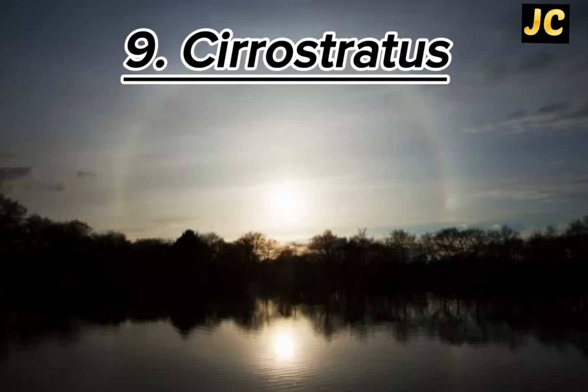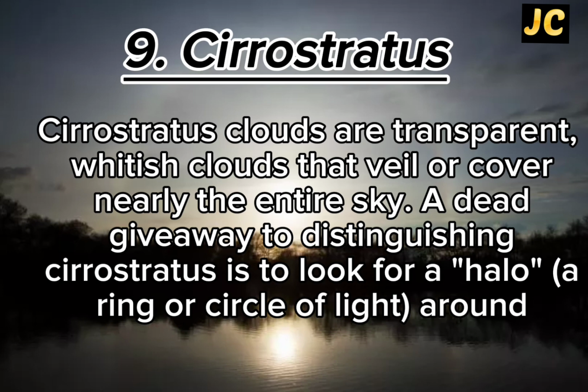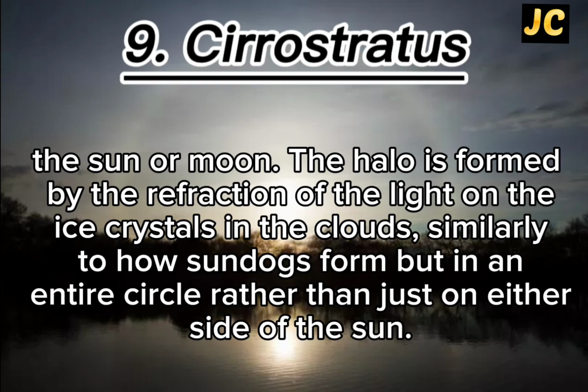9. Cirrostratus. Cirrostratus clouds are transparent, whitish clouds that veil or cover nearly the entire sky. A dead giveaway to distinguishing cirrostratus is to look for a halo, a ring or circle of light around the sun or moon. The halo is formed by the refraction of the light in the ice crystals in the clouds, similarly to how sundogs form, but in an entire circle rather than just on either side of the sun.